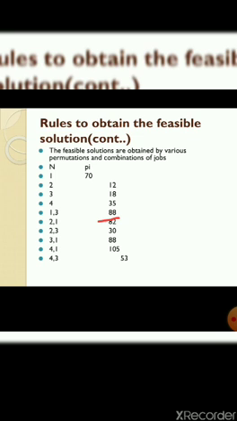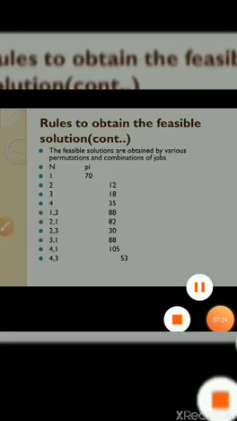Similarly, we follow the same rule for the remaining. Job 4 and job 1 together get profit 105. We get all these solutions based on the permutations and combinations made. Let's get the optimal solution for the same.